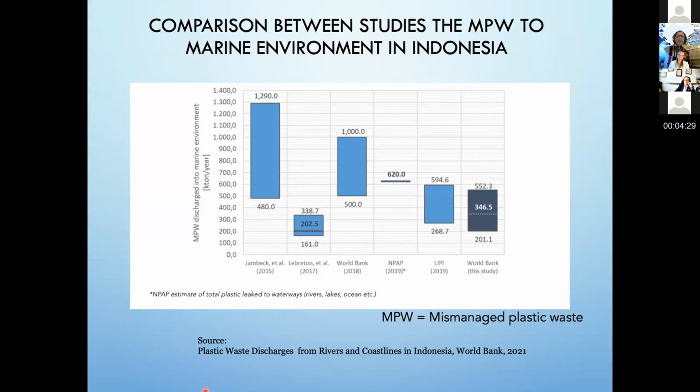And this is a comparison between results, because we have the highest estimation from Jambeck in 2015 that put Indonesia in second place in the rank of plastic pollution. But we have also the other one from Brereton, and we have Borrelle in 2018, but the new one, the 2021 result, is slightly lower compared with the other results, because the method and also the approach is more realistic.